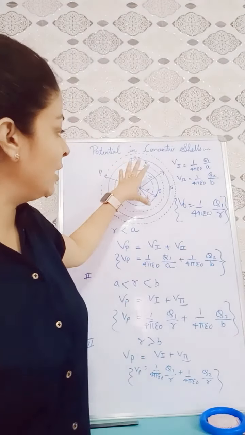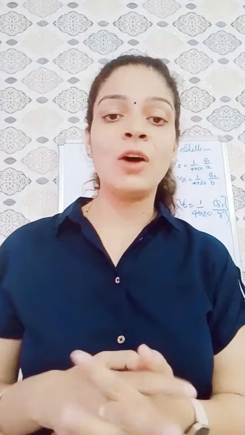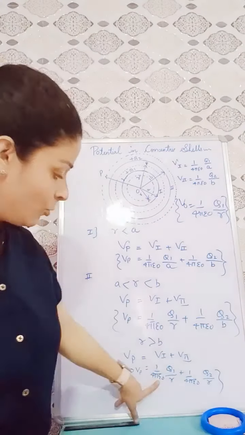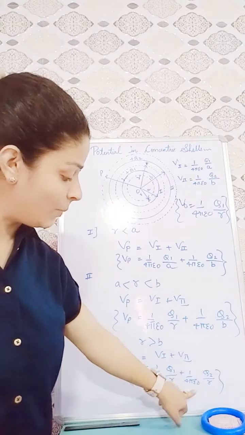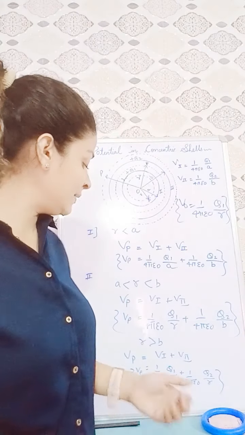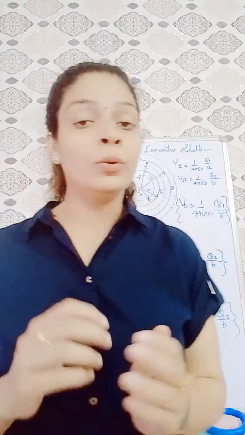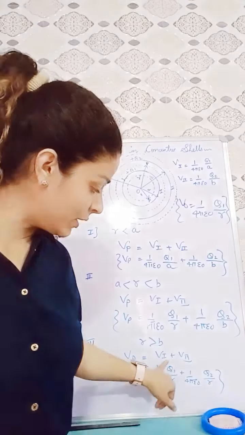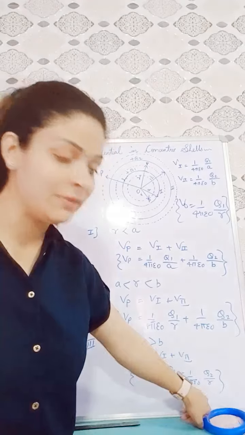Now see, if we look here, for both the first shell and the second shell, this point P is an outside point, and we know that for the outside point, due to shell 1, the potential will be 1 upon 4 pi epsilon naught Q1 by r, and due to shell 2, the potential will be 1 upon 4 pi epsilon naught Q2 by r. So this is the potential at a point P outside the shells, because this point is an outside point for both shells. So we'll simply write 1 upon 4 pi epsilon naught, whatever is the charge on the first shell Q1 divided by r, and similarly Q2 divided by r.